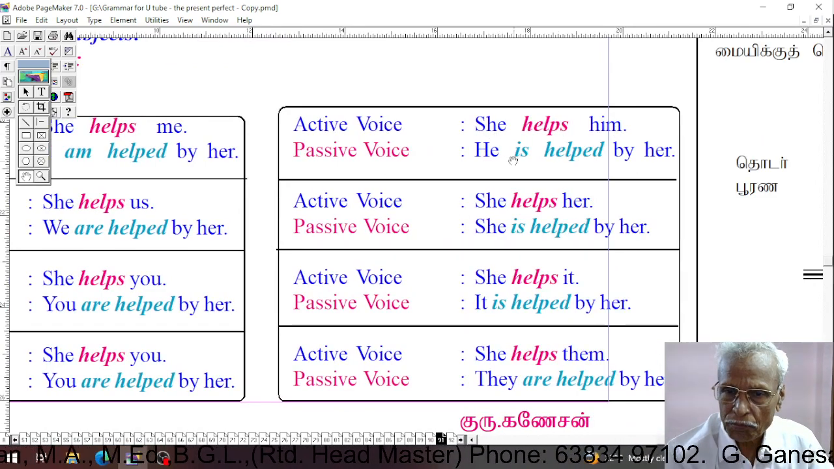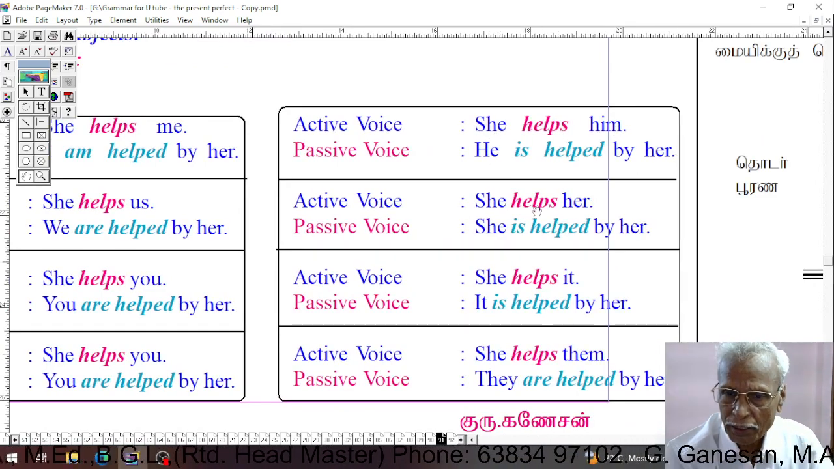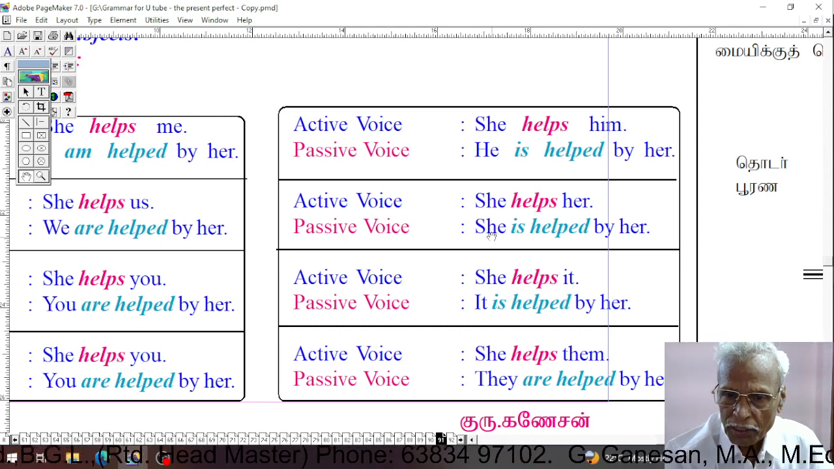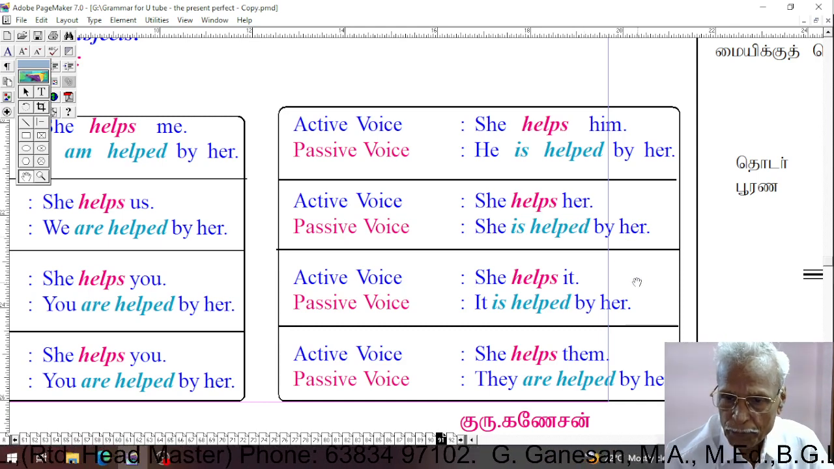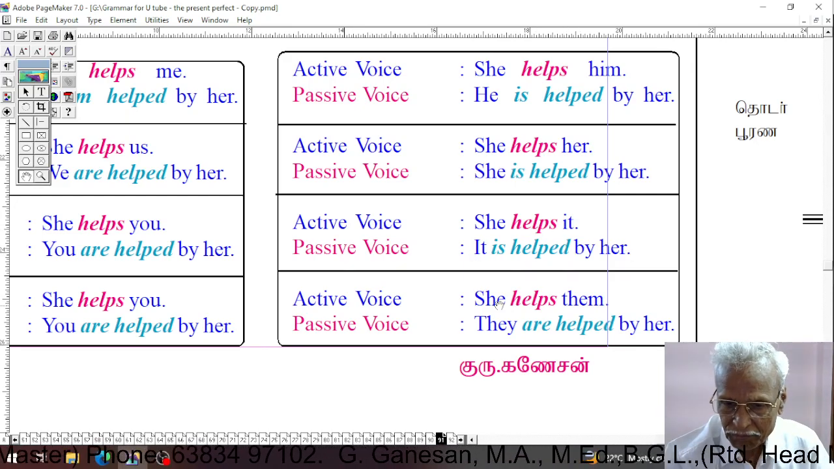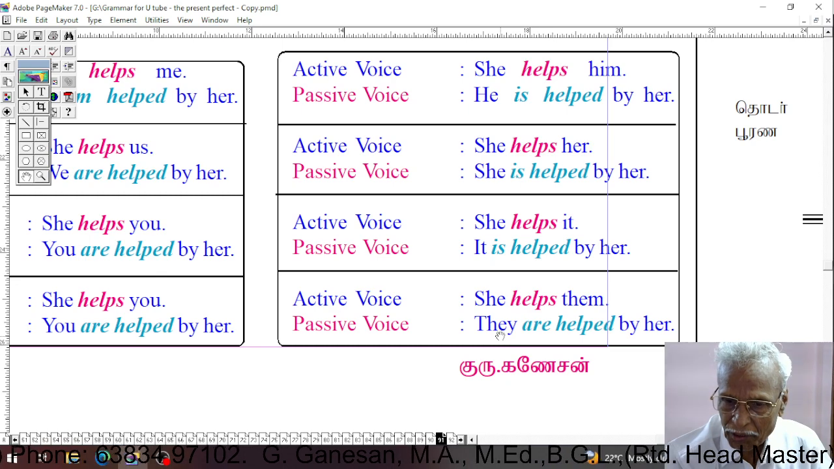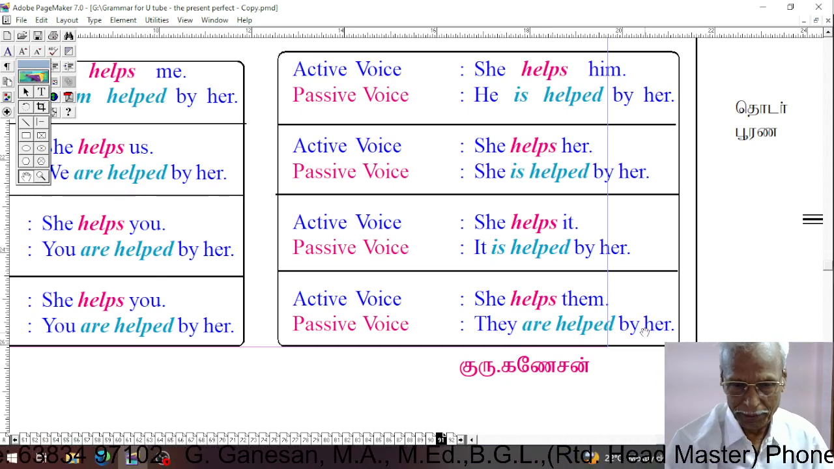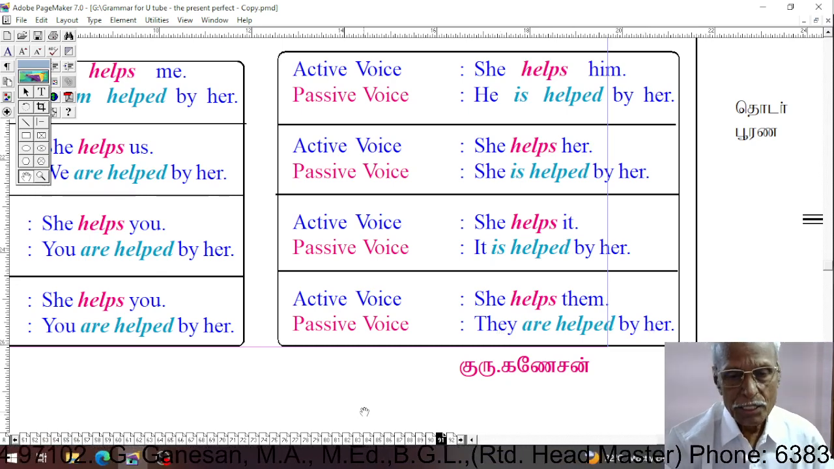She helps him. He is helped by her. She helps her. She is helped by her. She helps it. It is helped by her. She helps them. They are helped by her. That is simple present tense.